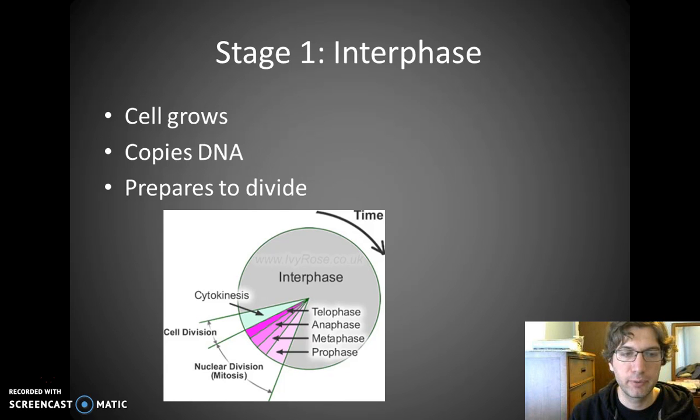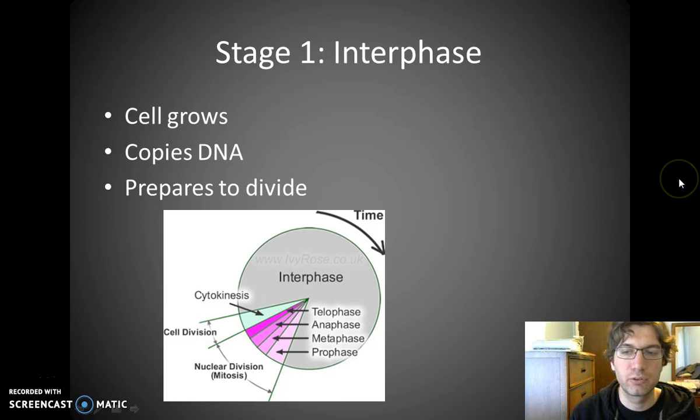Three things are going to happen in interphase. As you can see by our little diagram, interphase is the longest of the phases. You can think of time being this outside edge. Interphase is what most of the cell spends its life in. And when it gets ready to divide, it goes through mitosis here and then cytokinesis, which is the actual division.